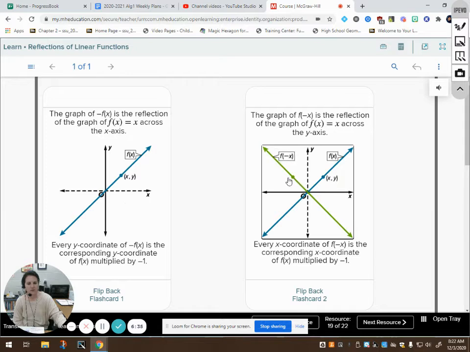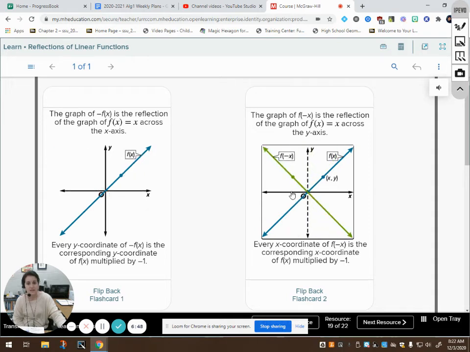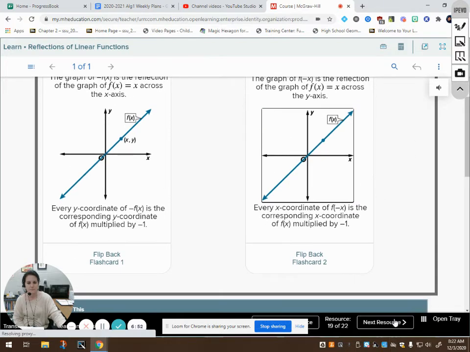I said on the opposite side of the x. I meant the opposite side of the y-axis. But anyway, it's being flipped across. My x coordinate is being multiplied by -1, so it comes over here on this side where x is -1, and the y coordinate we can see is still the same.